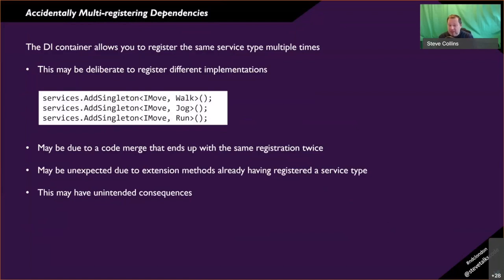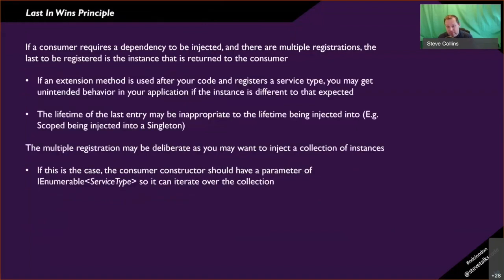For example, you may have a Git source code merge that's gone wrong, where you had one old registration and you've got a new registration, and it's merged and gone wrong, and both of them suddenly appear. You may be using extension methods, and behind the scenes, without you knowing about it, that's going off and registering a different implementation to the same interface or service that you're registering, and you don't know about it. Whatever the reason, there can be unintended consequences because of the way the container works. Namely, it works on a last in wins principle. So if you use an extension method after your registration, it'll be the extension method's implementation that'll be the one that gets resolved by the container.